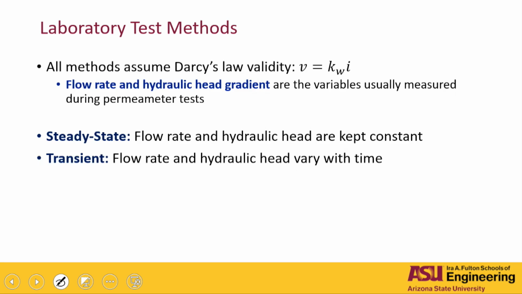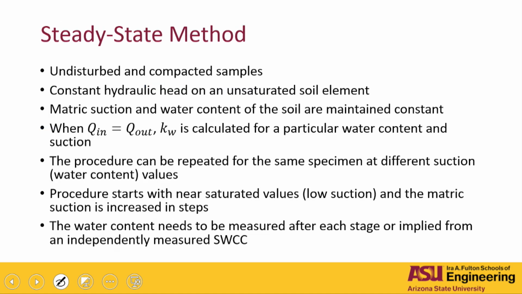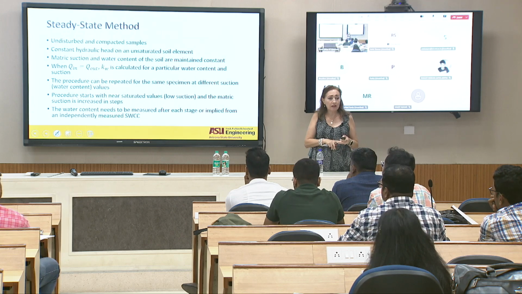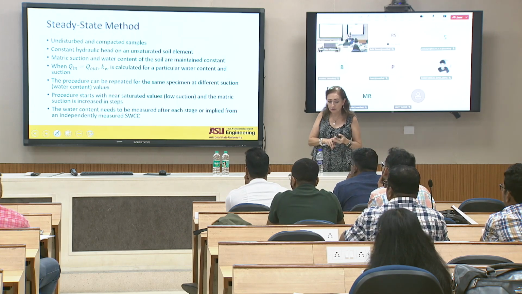Okay. All the methods use, again, Darcy's law validity. The flow rate and the hydraulic gradient are the variables usually measured during the permeameter test, the same way that you learned in your undergraduate school for saturated conditions. In the steady state, the flow rate and the hydraulic head are kept constant. For the transient flow condition, the flow rate and the hydraulic head vary with time. The steady state method is usually used for undisturbed and compacted samples. You can use either of the two.